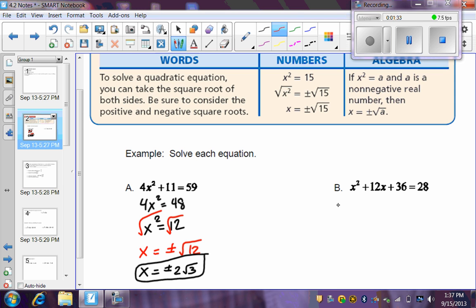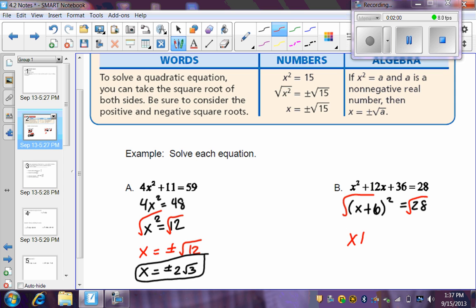On example B, we have x squared plus 12x plus 36 equals 28. Well, when I look at this left side, I realize that this is a perfect square trinomial. So this factors to x plus 6 squared equals 28. So we want x by itself, but since all of this is in the parentheses and squaring, we have to start by taking the square root of both sides.